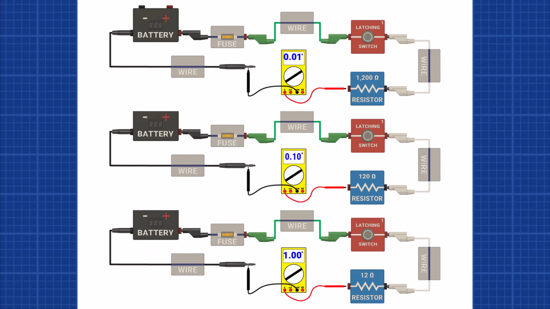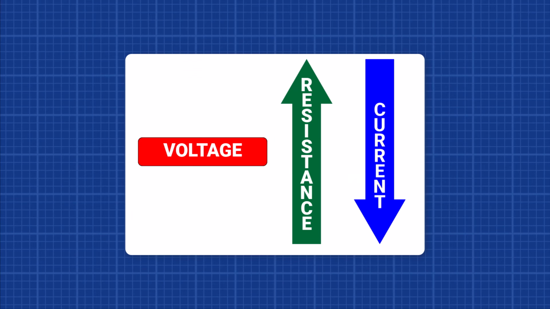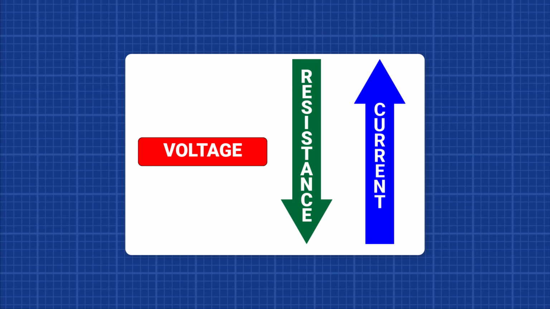Let's visualize this relationship. In our example, we saw that the voltage remained at 12 volts during the entire demonstration, so it will stay at a fixed value. The only things that will change are the resistance and the current. When resistance increases, as shown by the green arrow pointing up, current decreases, represented by the blue arrow pointing down. On the other hand, when resistance decreases, the blue arrow points upward, showing that more current flows. This is the fundamental relationship described by Ohm's law.